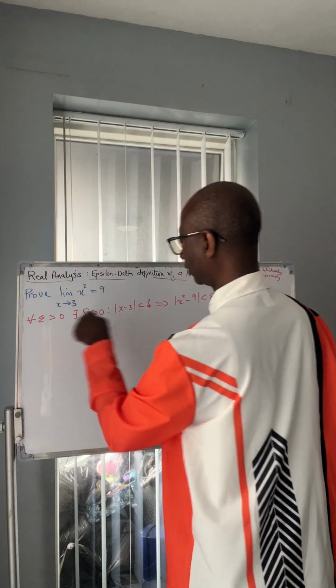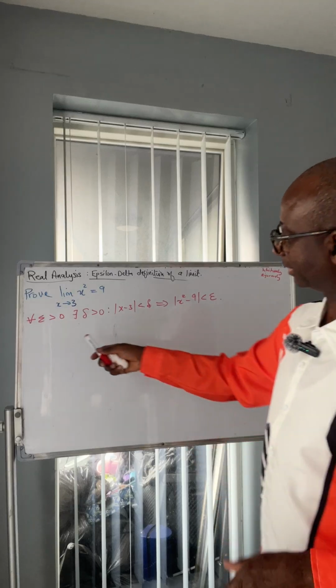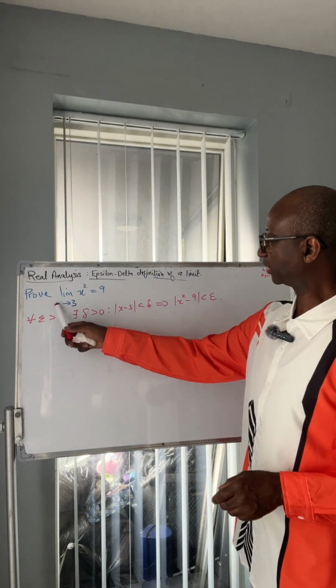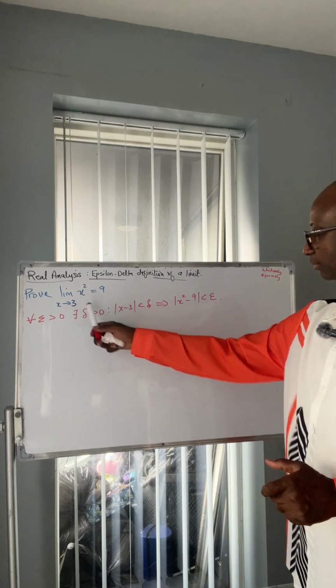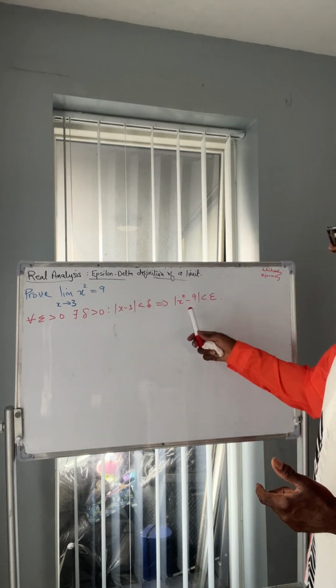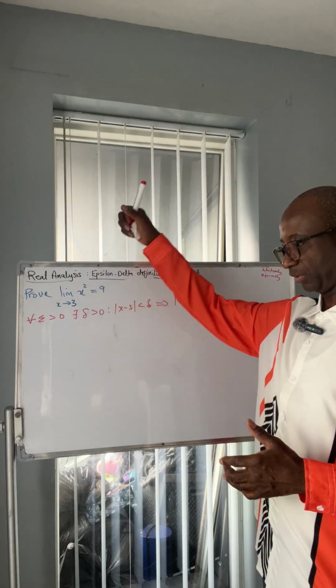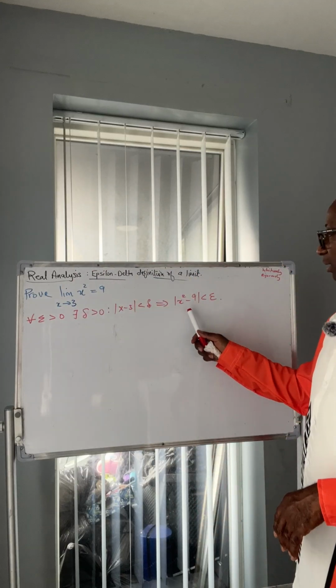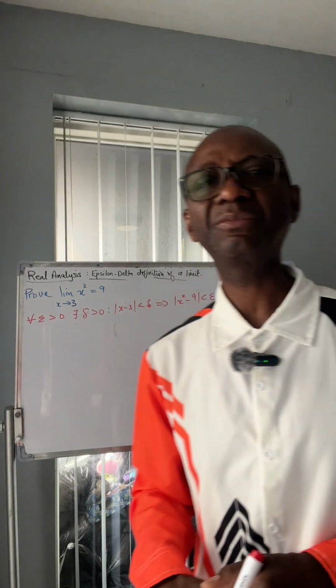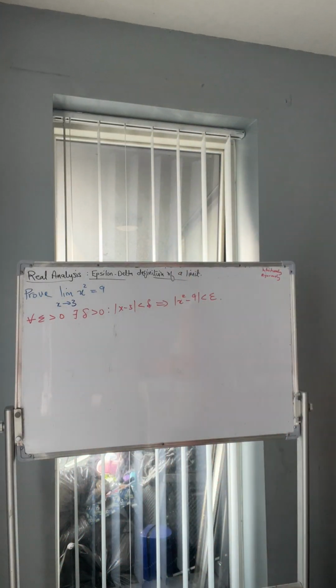For all epsilon greater than 0, there exists delta greater than 0, such that the absolute value of this distance is less than delta. That implies the absolute value of the distance on the vertical axis minus the limit is less than epsilon.